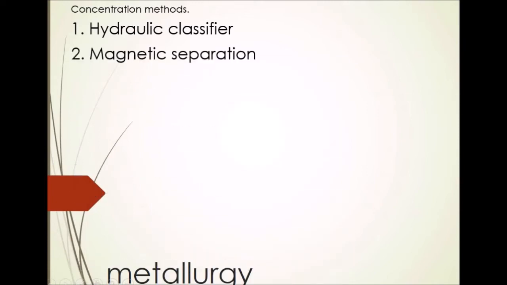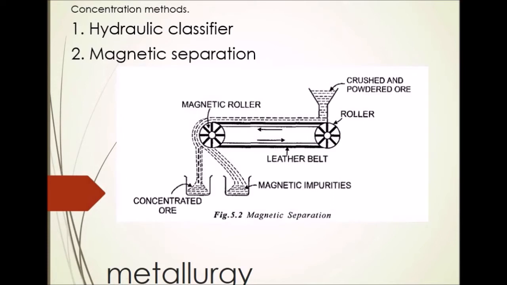Next method is magnetic separation. In this method of magnetic separation, you can see 2 rollers, one being magnetic in nature, the other being non-magnetic in nature. The basic principle behind this is that the ore particles, being magnetic in nature, can be easily separated from the impurity which is non-magnetic in nature. That is, ore particles being magnetic in nature and impurities being non-magnetic in nature.